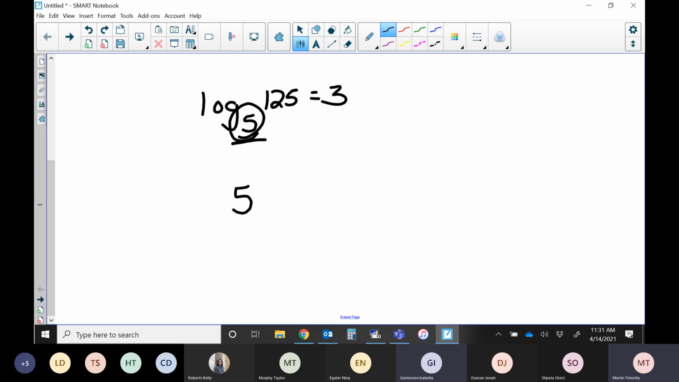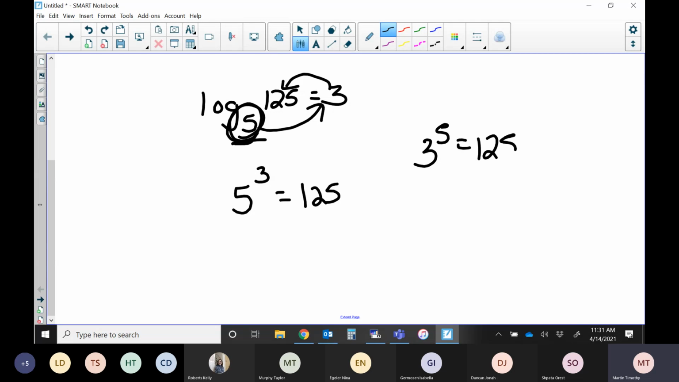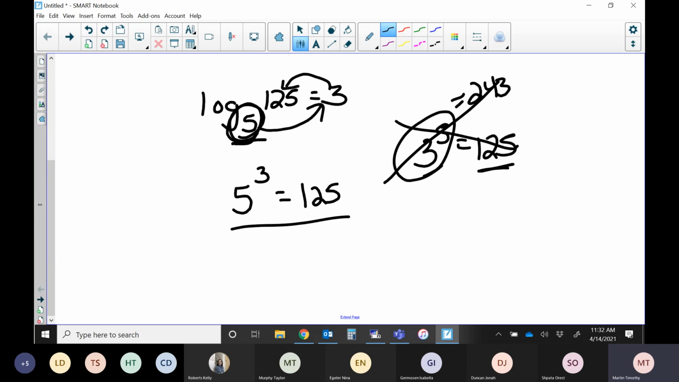Mm-hmm. And how I would always do this when I was learning this, I went 5 to the third equals that. So 5 to the third equals 125. And that makes sense. And by the way, you can check this because if you had done 3 to the fifth equals 125, you could check that in your calculator. If you put 3 to the fifth in your calculator, that actually equals 243, which is not 125, so that's incorrect. But if you actually take 5 to the third power, it does equal 125.